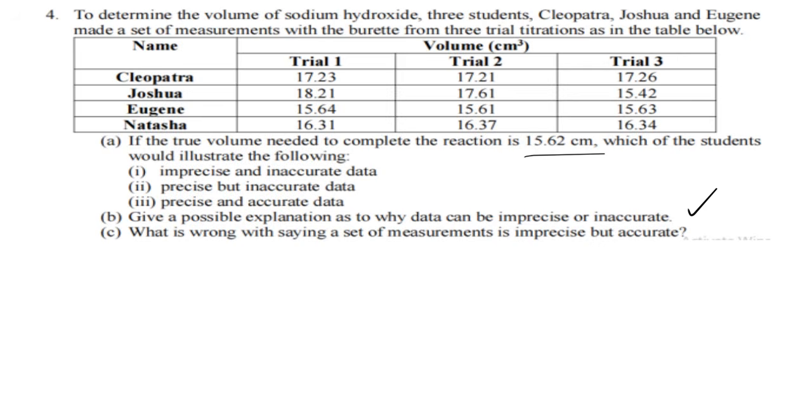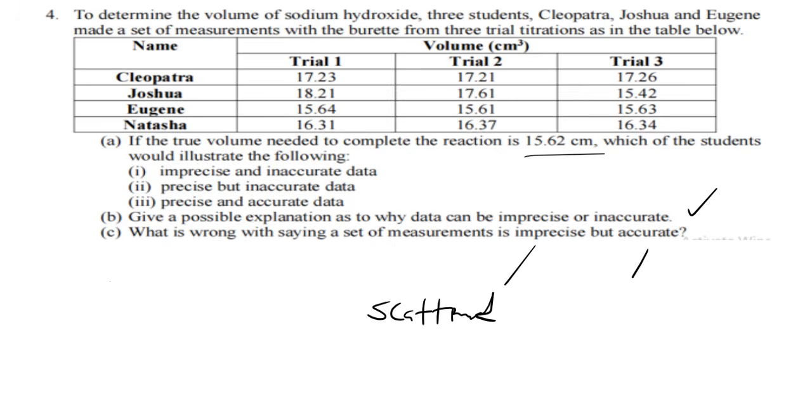Then the last question is asking us, what is wrong with saying a set of measurements is imprecise but accurate? It doesn't make sense, right? Because accuracy means values are close to the true value. Precision means values are close to each other. Now if data is imprecise, it means that the values are scattered, like we've seen.